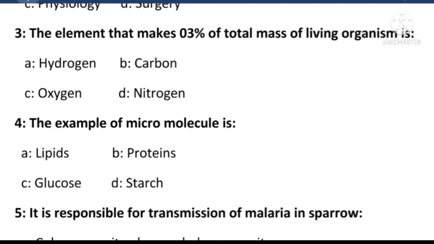And next question is, the element that makes 3% of the total mass of living organism is hydrogen, carbon, oxygen or nitrogen. And answer is D, nitrogen. The element that makes 3% of the total mass of living organism is nitrogen. D is correct option.